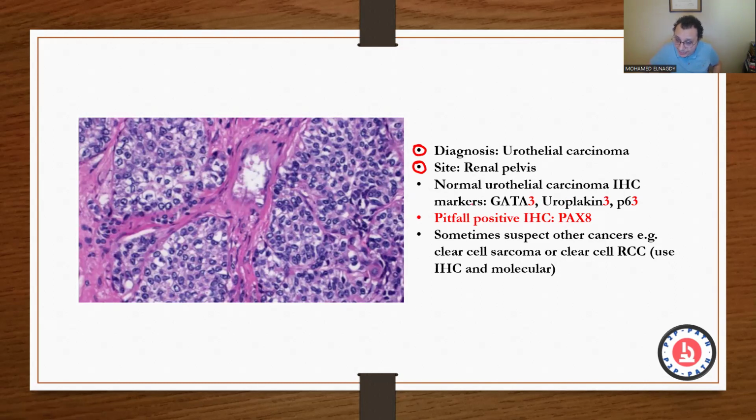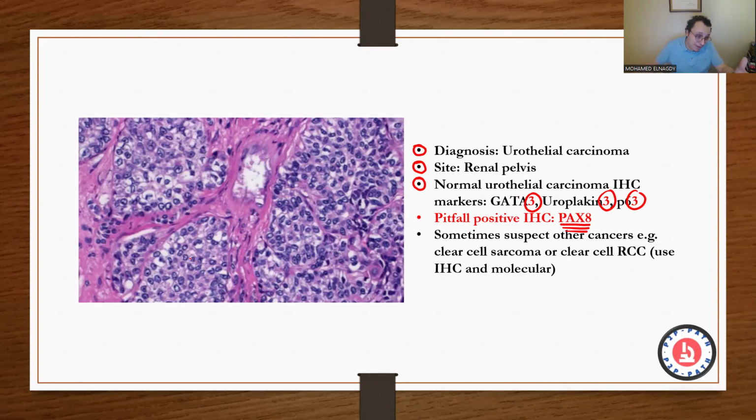They tell you the IHC for the classic urothelial carcinoma, which is full of threes: GATA3, uroplakin 3, P63. I always say the 333 is the classic IHC for urothelial carcinoma. That's why I always make this mnemonic: urothelial carcinoma has the threes, GATA3, uroplakin 3, P63. And there is a pitfall, a positive IHC here, which is PAX8. PAX8 is not positive in classical urothelial carcinoma, but it is positive here in the renal urothelial carcinoma, the urothelial carcinoma from the renal pelvis.